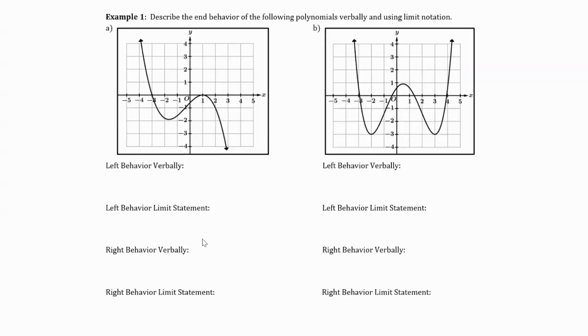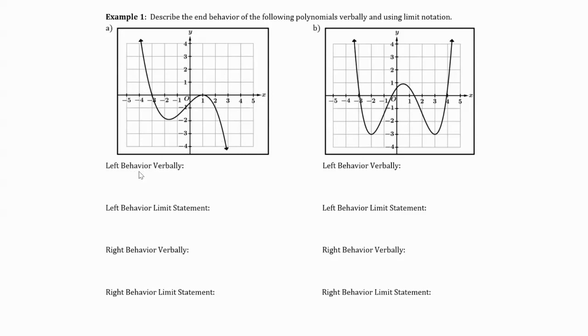So let's look at an example. Describe the end behavior of the following polynomials verbally and using limit notation. I'm going to demonstrate on the first one, and then I would like you to think about how you would do it on the second. This first graph represents an odd degree function. How do I know that? The ends are going in opposite directions.